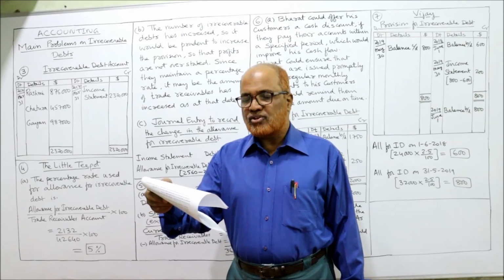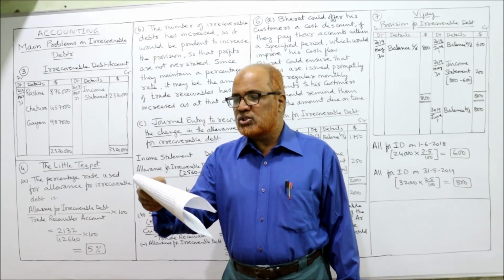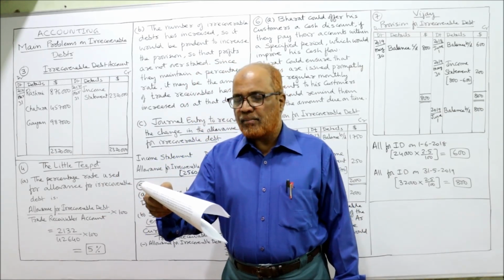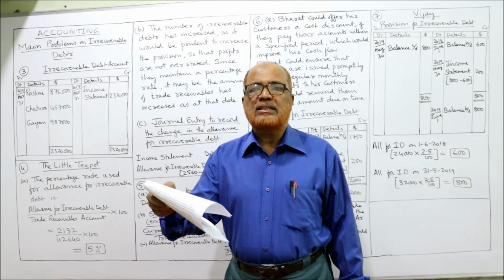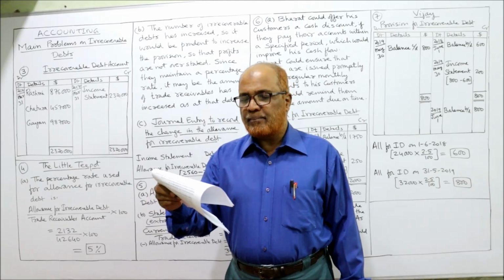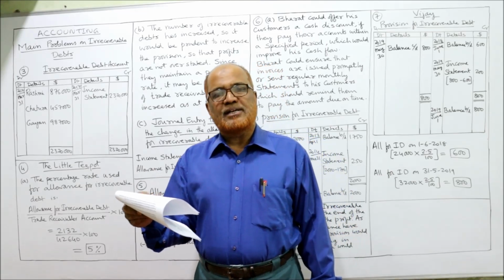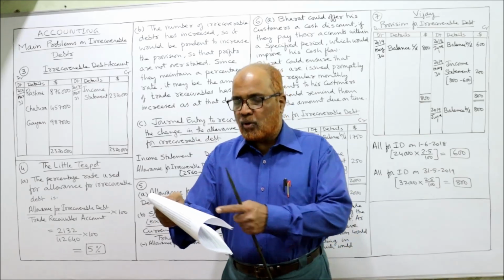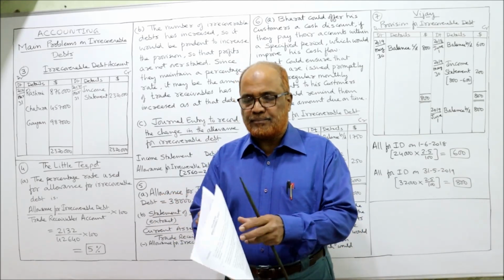the balance in the trade receivables ledger control account is $42,640 and the allowance for irrecoverable debt account is $2,132. The two accounts the business is maintaining are the trade receivables ledger control account and the allowance for irrecoverable debt account. Both have a balance at the beginning of the year.